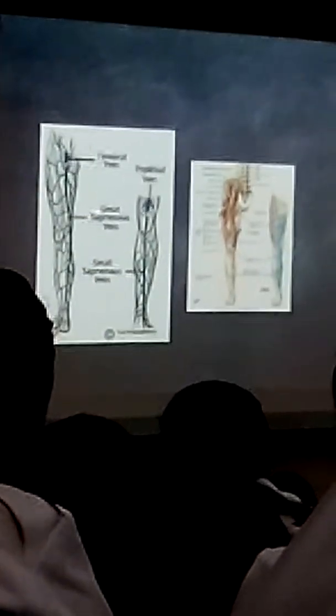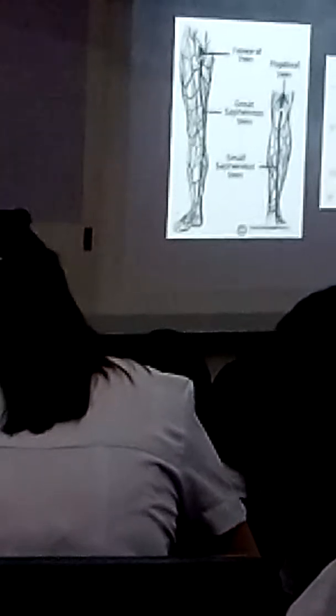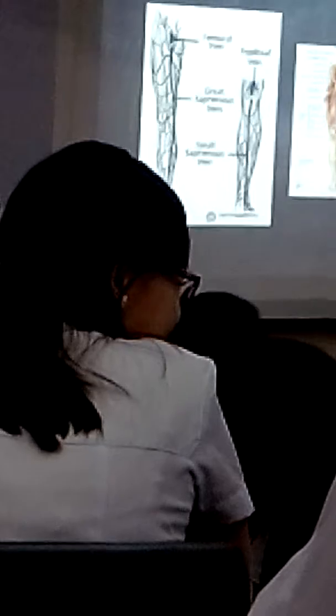So these are the veins that drain your lower extremity. You have the great saphenous vein and the small saphenous vein. Those veins that drain the deep part have the same names as the arterial supply, so they correspond to the arterial supply.